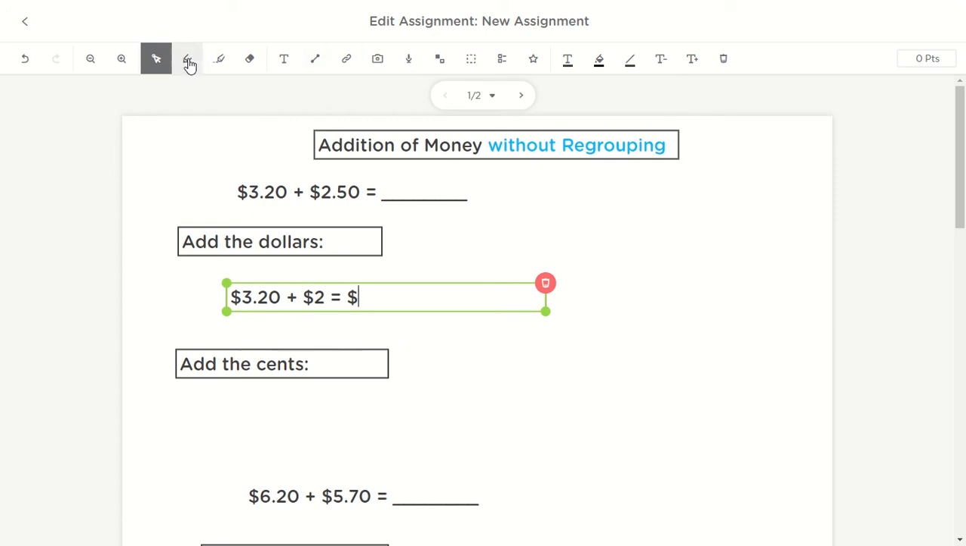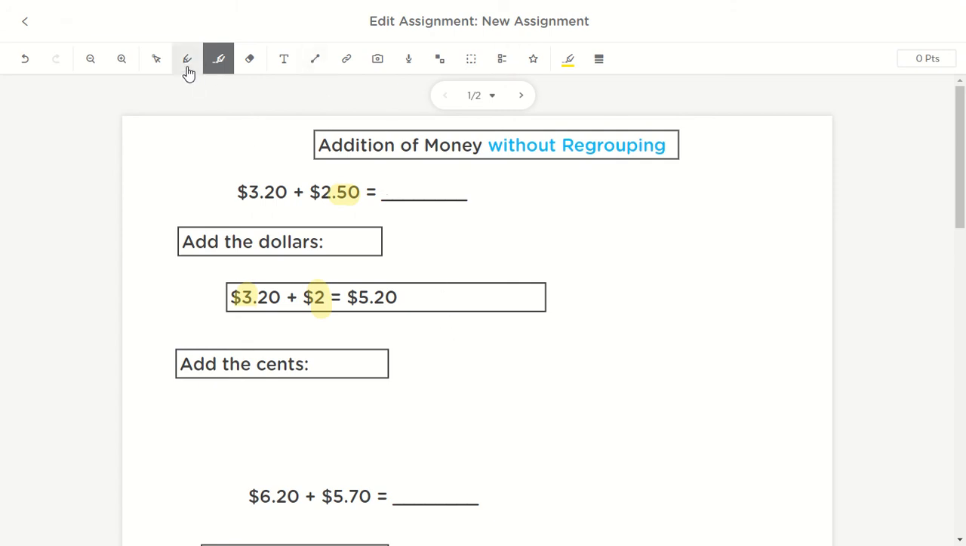Let me highlight so you can see clearer. Since I'm adding the dollar, I'm just going to add the dollar to the dollar. I'm not going to change the cents, so I'll keep it the same. So what I have in the end is $3.20 plus $2 gives you $5.20. Is this the final answer? No, because there's still this 50 cents that I have not added yet. So now I'll add the 50 cents.